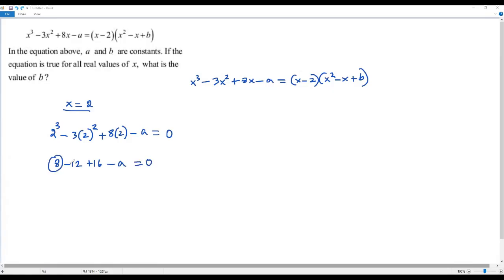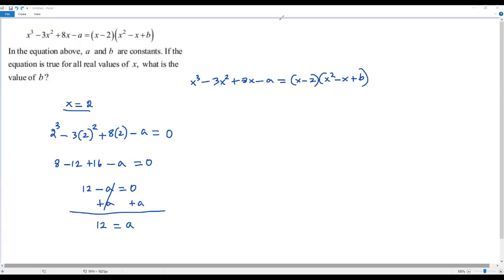Okay, when I combine 8, −12, +16, I am getting positive 12, and −a = 0. Let me add a to both sides of this equation. When I add a to both sides, −a and +a will cancel out. I am getting 12 on the left side. On the right side, we get a. Okay, here I got the value of a. That is, the value of a is 12.